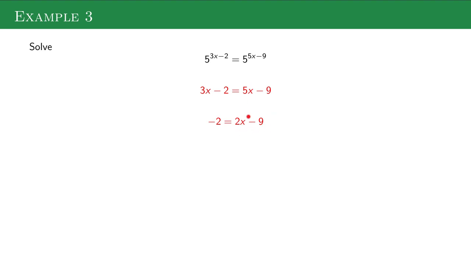And I need to get rid of this 9 now, so I'm going to add 9 to both sides. And then I can get rid of this 2 next to the x, so to get rid of this multiplied by 2, I divide by 2, and I get 7 over 2 as my final answer. Again, I know I'm done because the x is all by itself on one side of the equal sign.